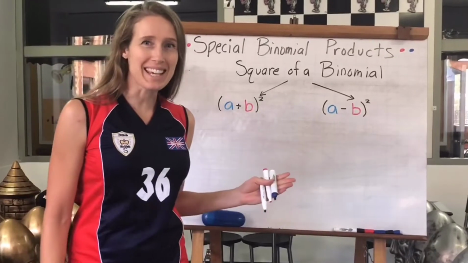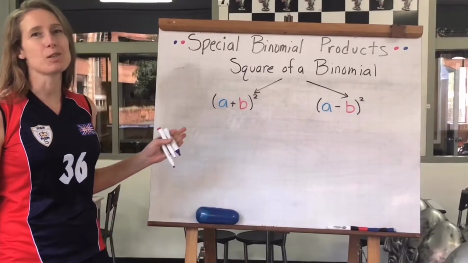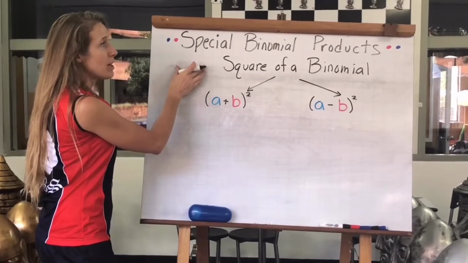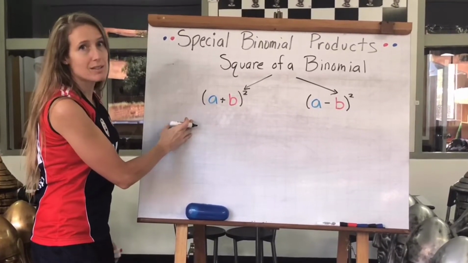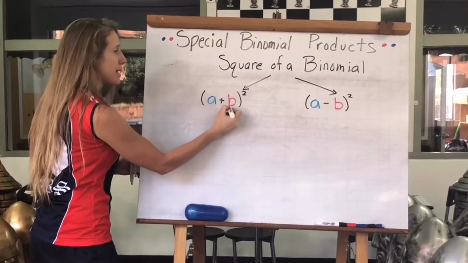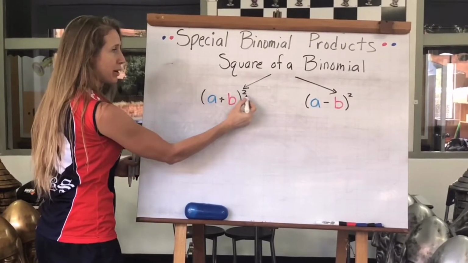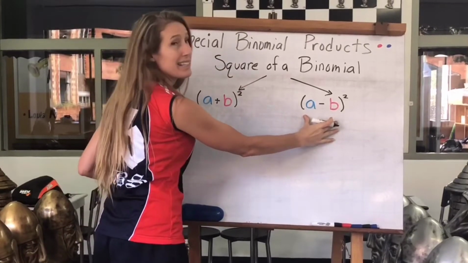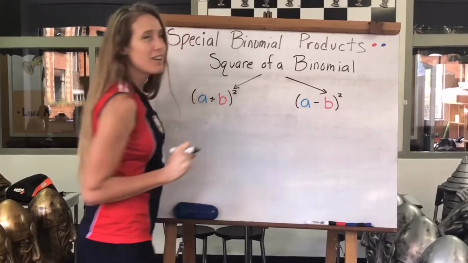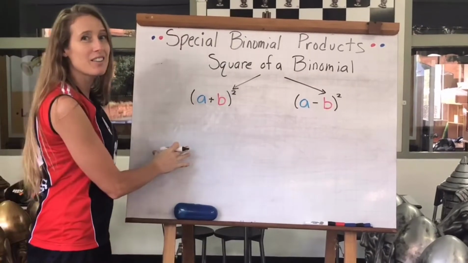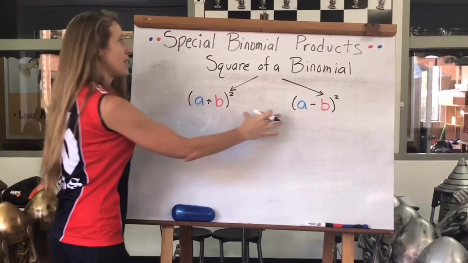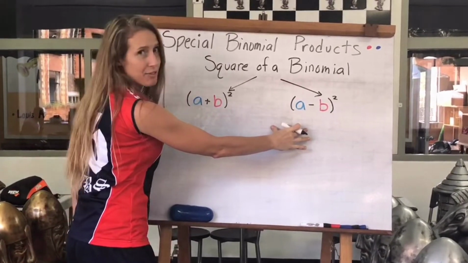So here we have the second and last case of the special binomial products. This one is called the square of a binomial. As you see, I have two cases. I have, when we have a sum, a plus b, that binomial is squared. And the second case, a difference, where we have a minus b squared. So as you can guess already, this is called the square of sums and the square of a difference.